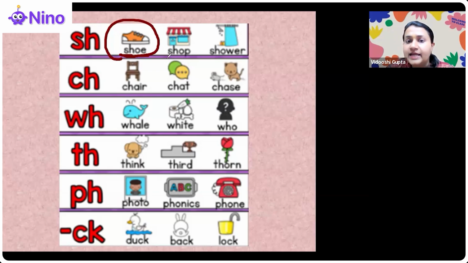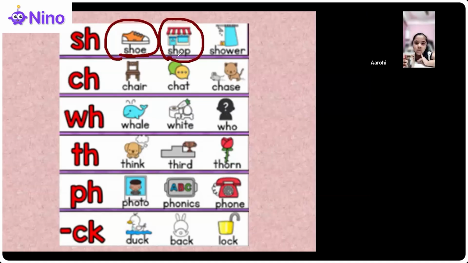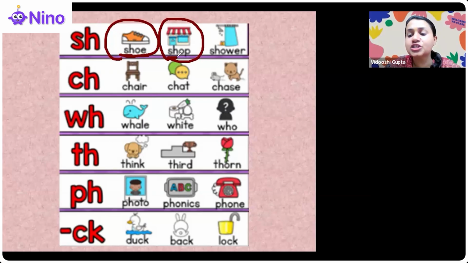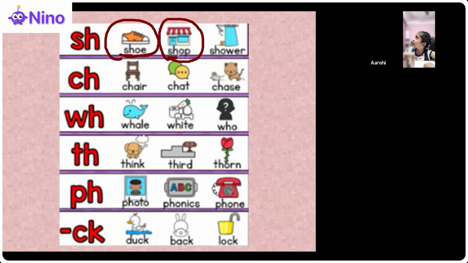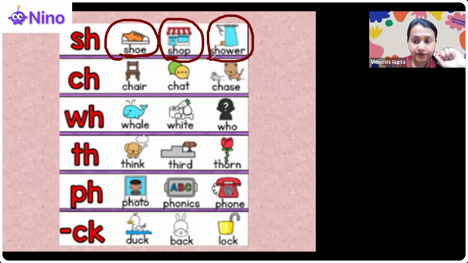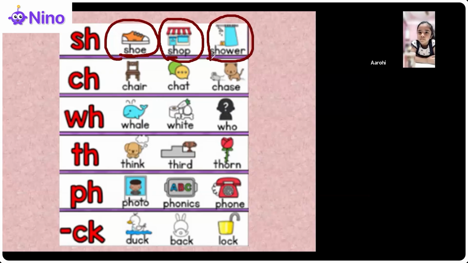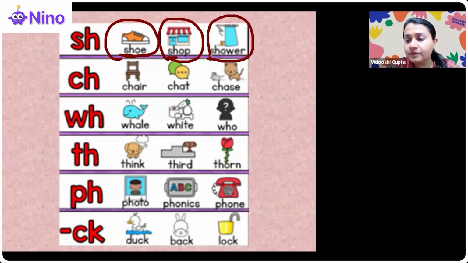Okay. Next, we can see the word shop. We go to the shop now to buy ice creams and candies. So shop is also an example of the consonant digraph sh, where S and H together make the sound sh, sh, sh. Then shower. So we all take a shower when we get up in the morning. Yes. So shower is also sh. Consonant digraph sh. Okay.